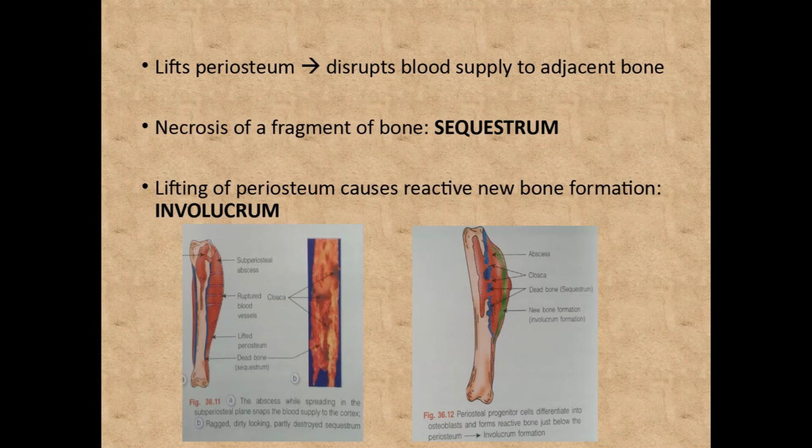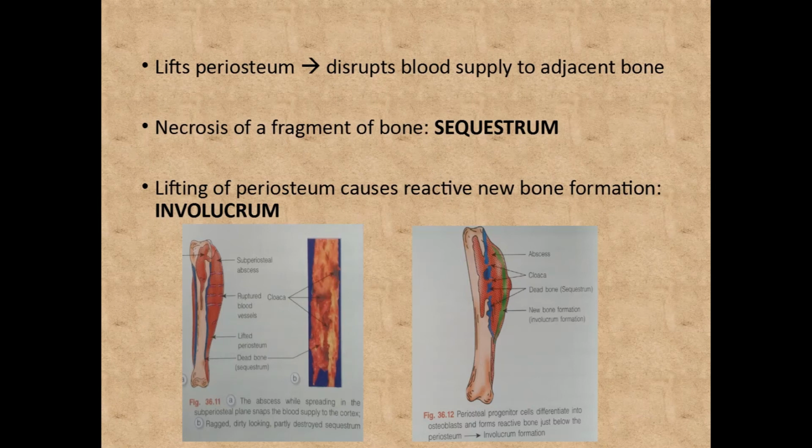You can see the same mechanism in the images given below. In the first image, the subperiosteal abscess has lifted up the periosteum, leading to rupture of blood vessels, and there is one hematoma collection there as well. Because of this disruption of the blood vessels, a part of bone has been deprived of blood supply, and hence it dies off or undergoes necrosis, and that portion of the bone which dies off is called sequestrum.